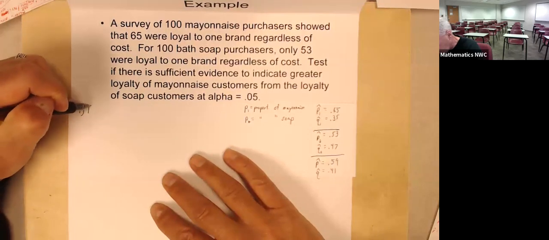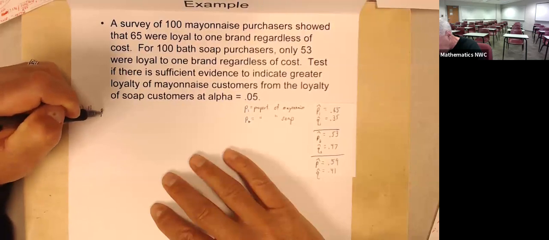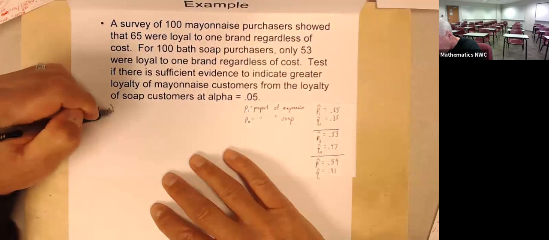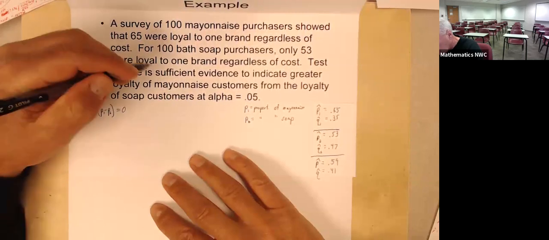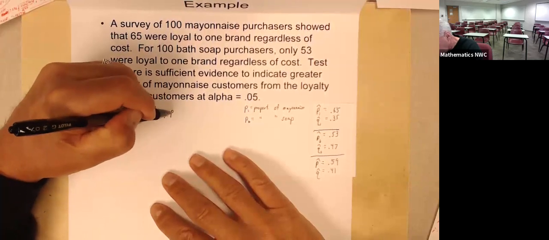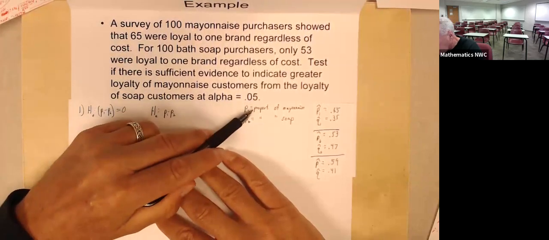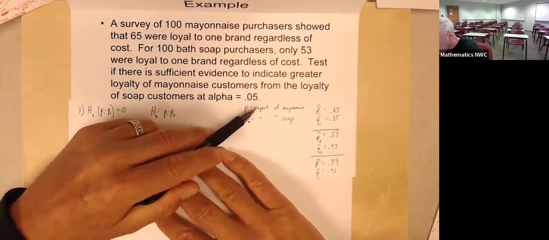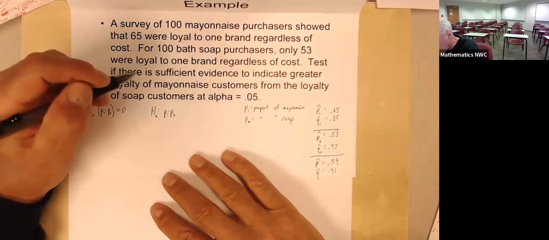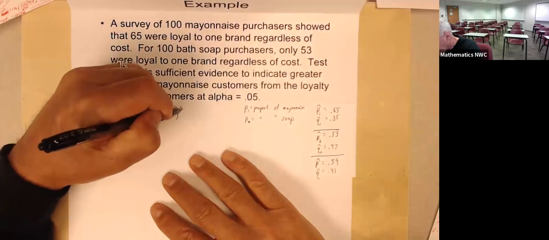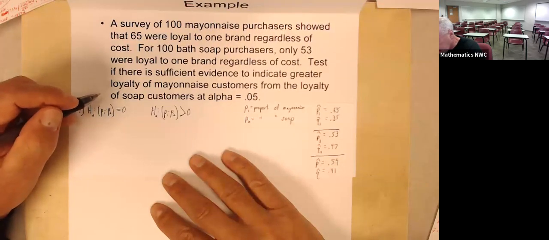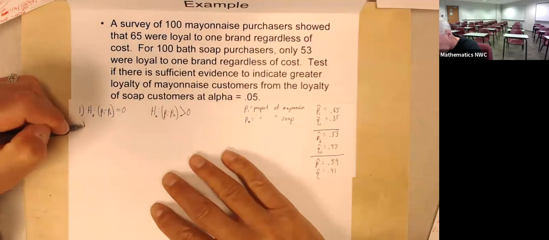So step number one, the null. P1 minus P2 equal to 0. The alternative, P1 minus P2. P1 is mayonnaise. I'm looking to see if they're greater, so then that difference would be a positive difference or greater than 0. We have an alpha level 0.05.